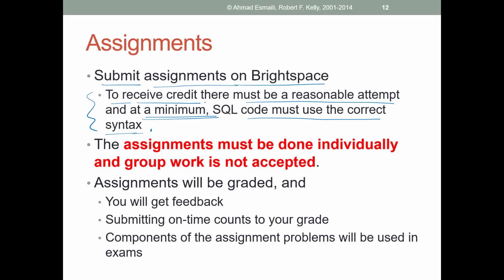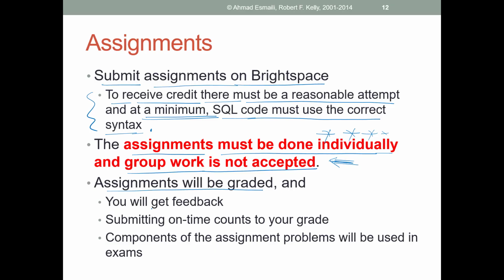To receive credit, there must be reasonable attempt. And at minimum, SQL code must use the correct syntax. The assignment must be done individually. You need to be very, very careful over here. You should not get into this trap of academic dishonesty, which will be bad news. Assignment must be done individually, and group work is not accepted. I hope this message is reaching out to you people.